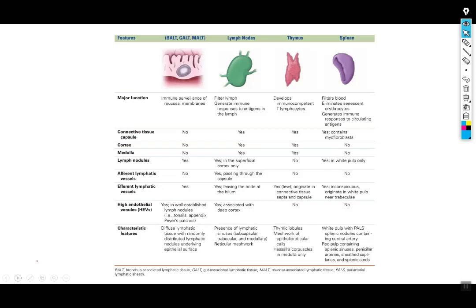So this is just a nice summary slide showing you the different lymphatic system levels of organization, everything from diffuse lymphatic tissue to full-blown organs like the spleen. What I would do here is not use this as your be-all and end-all, but rather use this chart as a way to organize your thoughts as you're studying for and taking the exam.